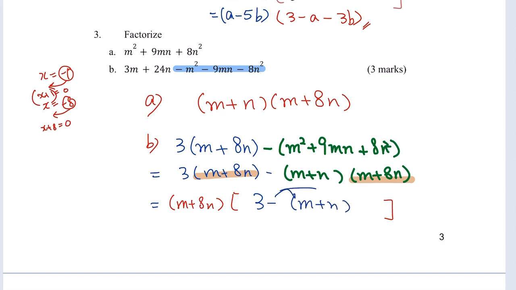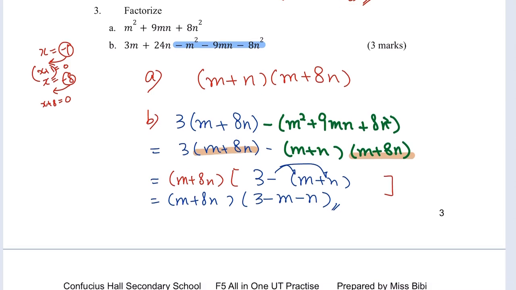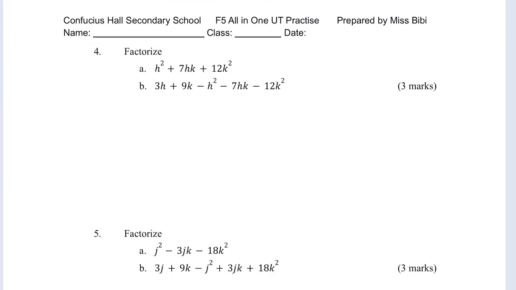And then we have to open up the brackets. So do that. 3 minus m minus n. And that's your final answer. Sounds easy yet? I hope so. Anyways, let's just continue. Next one.